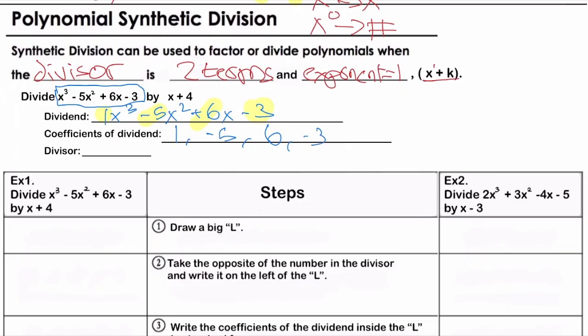And then finally, our divisor in this problem is the second part. We already described at the top that the divisor is 2 terms and the exponent equals 1. Well, our divisor in this case is this part here, x plus 4. That's really all the information we need to do synthetic division. So let's get on to doing it.